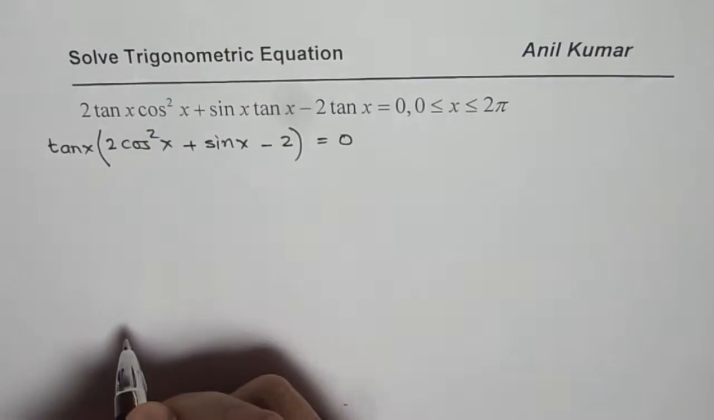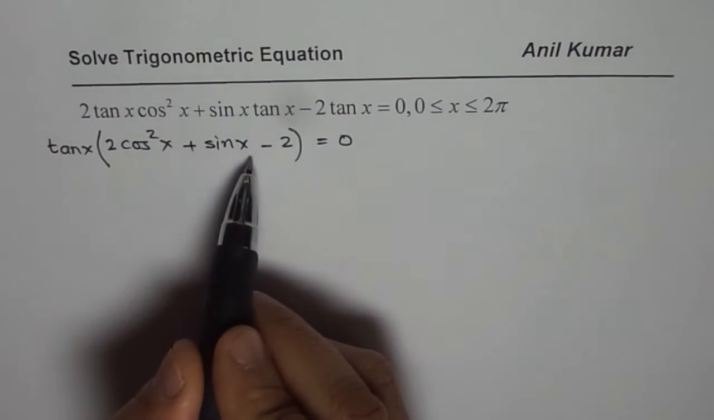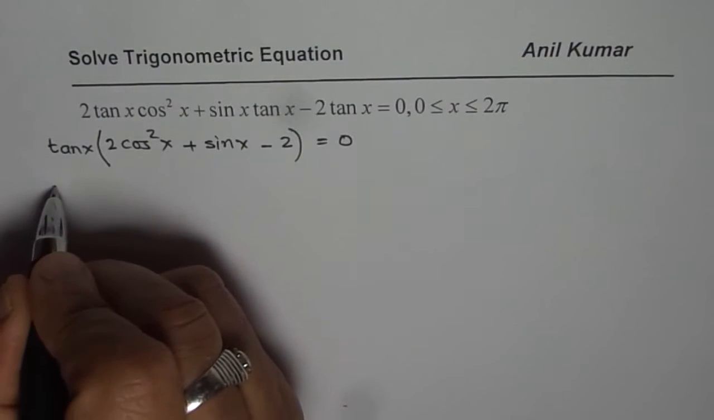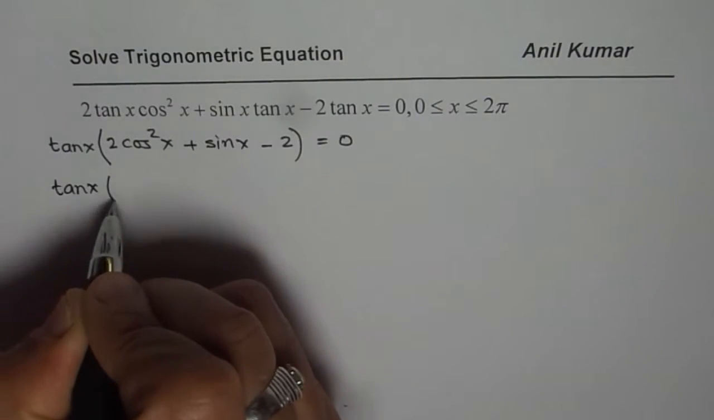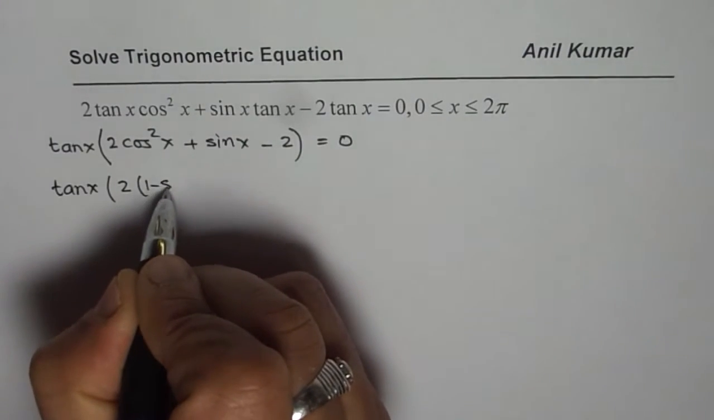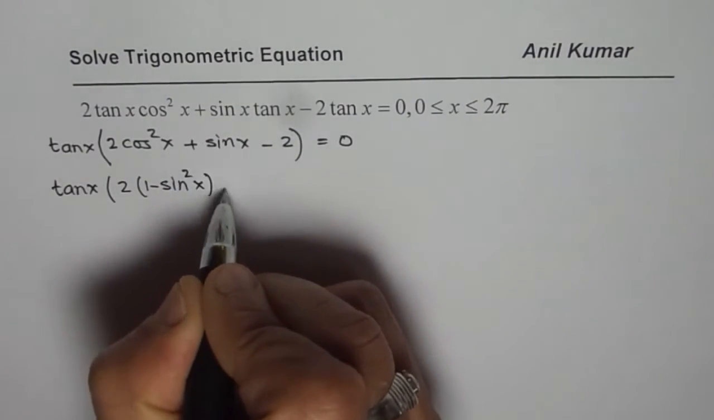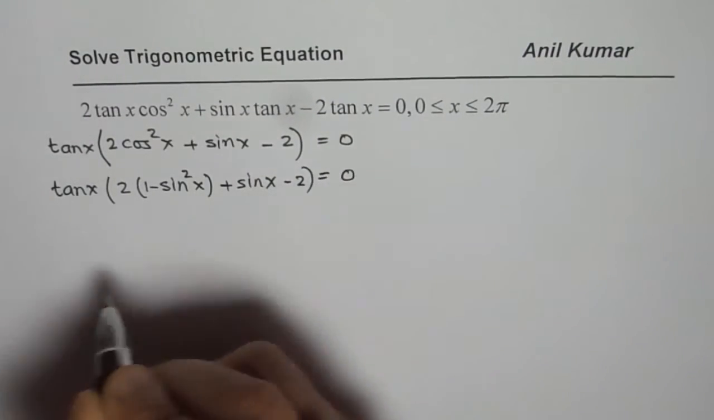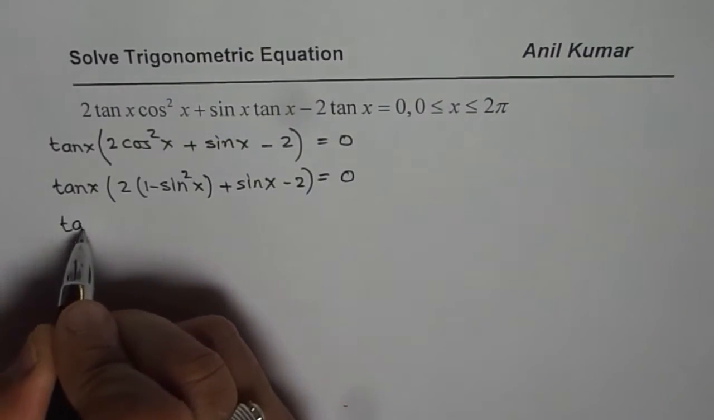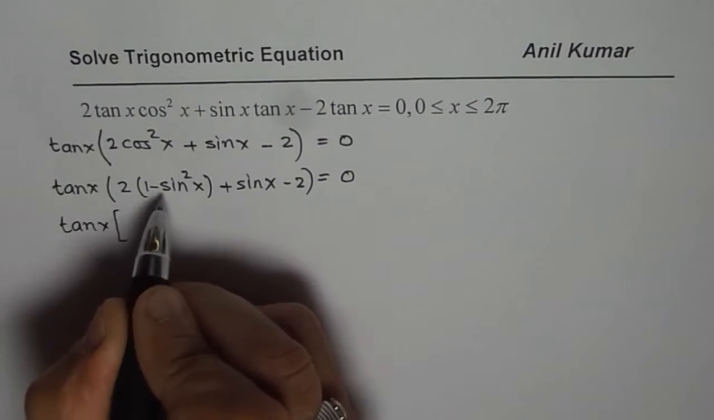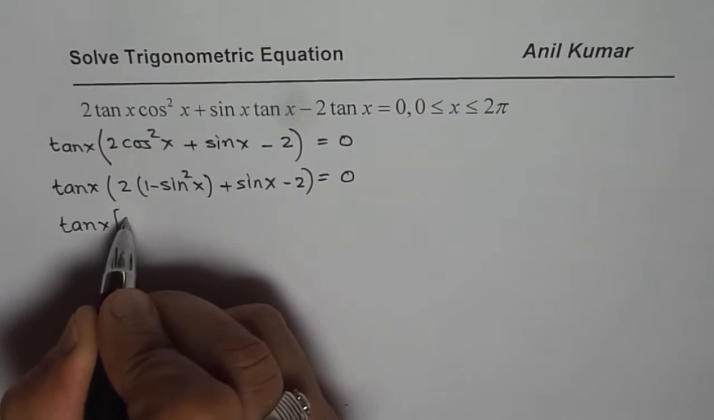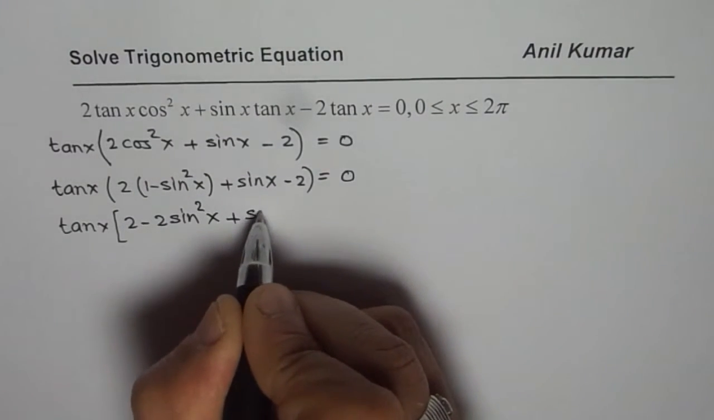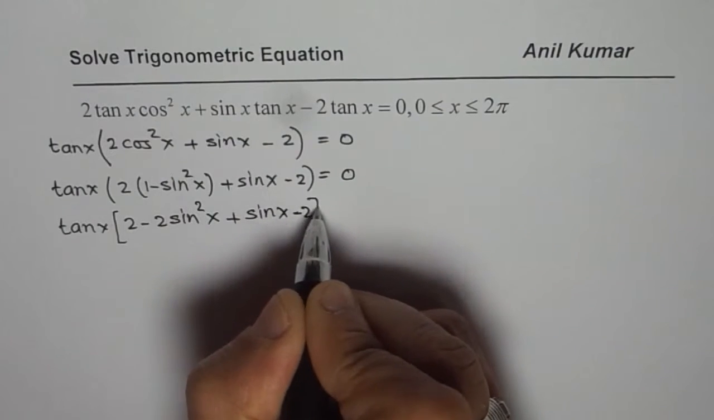equals 0. Now we have kind of a quadratic equation here, provided we can write cos square x as 1 minus sin square x. Let's do that. So we have tan x times 2 times 1 minus sin square x plus sin x minus 2 equals 0. Now we can further simplify this equation. Let me use square brackets and open these brackets. So it is 2 minus 2 sin square x plus sin x minus 2 equals 0.